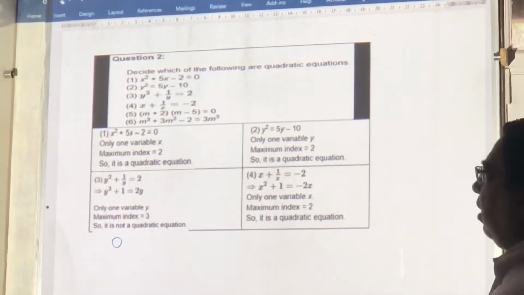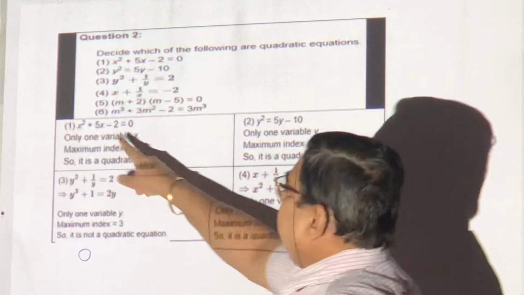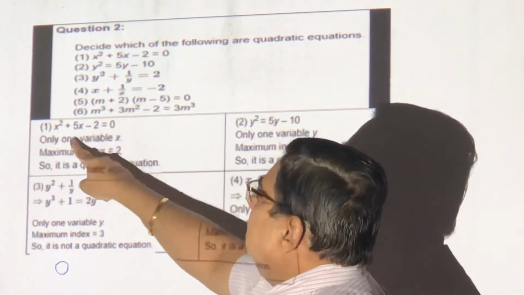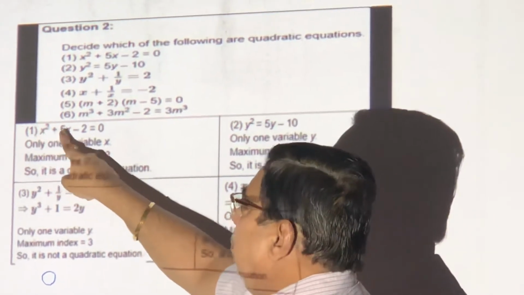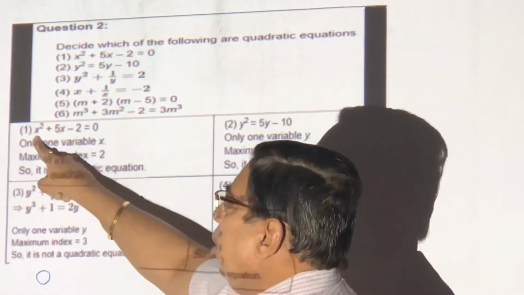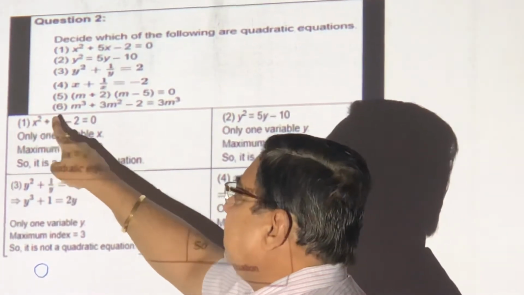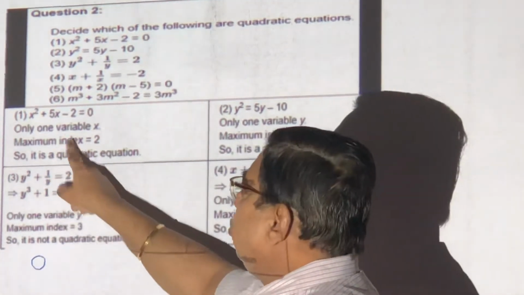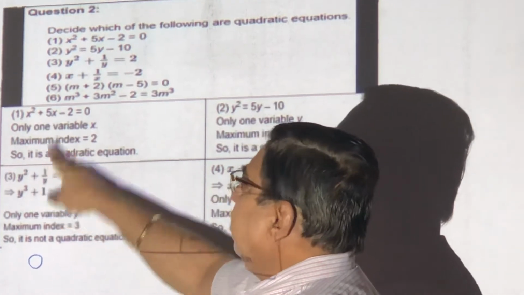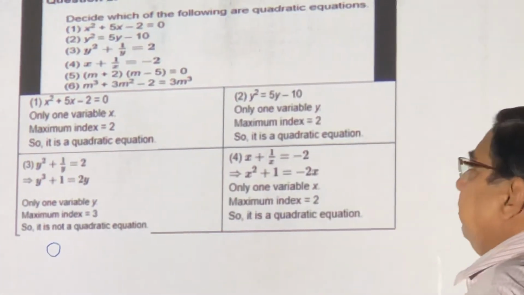Question 2. Which are quadratic? Let us see which rules we are following. First one, these are from your book. X square plus 5x minus 2. First, only one variable should be there. There should not be x and y, m and n, only x, or y, only y. Number 2, highest power is 2. It is a quadratic equation.